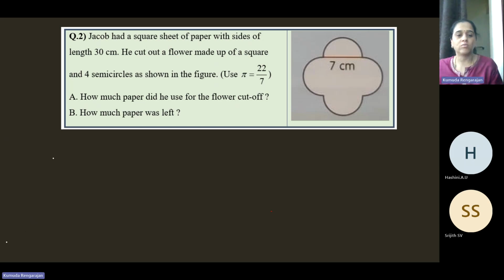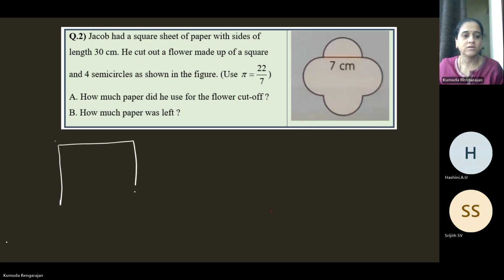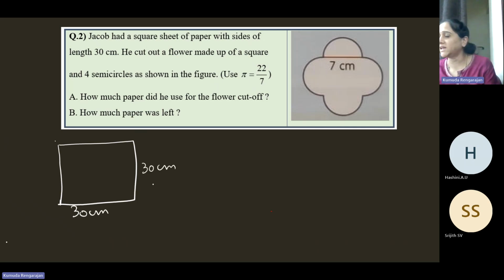Okay. So what are the dimensions of the, oh, it's a square sheet. What is the side of the square sheet he has? 30 centimeters. 30 by 30. So 30 into 30, 900 centimeters square is the area of the paper Jacob has. Right? You need to find now from this, he's cutting this flower-like design.